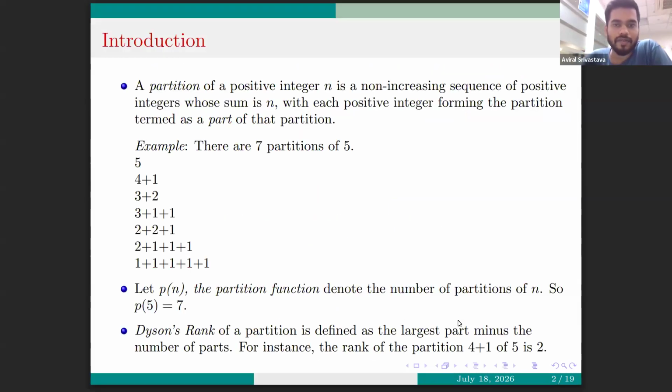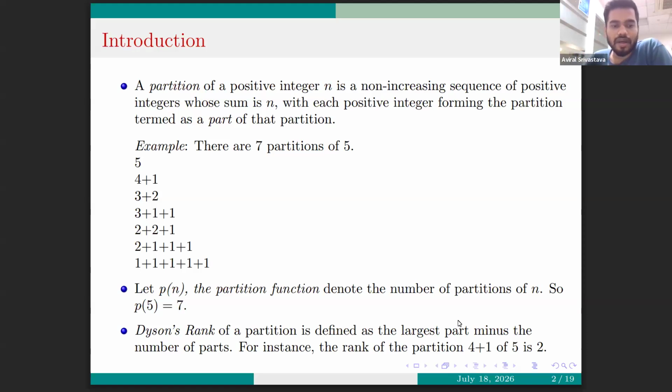To begin with, some of the participants already defined partitions, but let me define them again. A partition of a positive integer n is a non-increasing sequence of positive integers whose sum is n, where each positive integer making up the partition is called a part of that partition. For instance, there are 7 partitions of 5, and they are given in the example. The function p(n) denotes the partition function, which counts the number of partitions of n. So as in the previous example, p(5) should be 7.